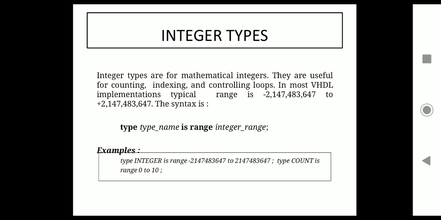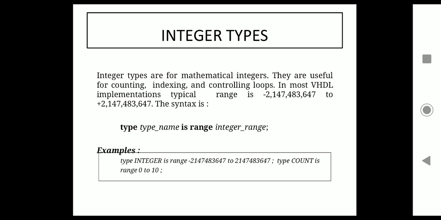Then second will be integer types. This is the second type of data that you can use in VHDL programming. Integer types are from mathematical integers. They are useful for counting, indexing and controlling loops. In most VHDL implementations, the typical range is from -2,147,483,647 to +2,147,483,647. So a wide range of integers you can use in VHDL.